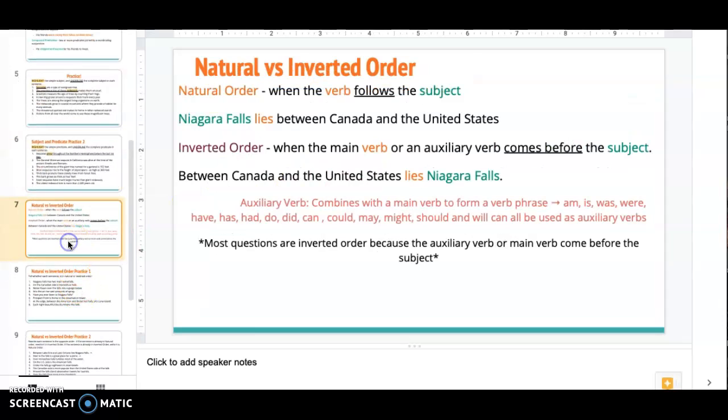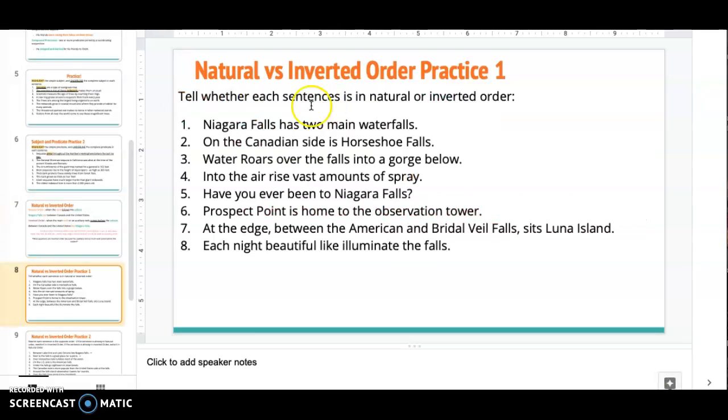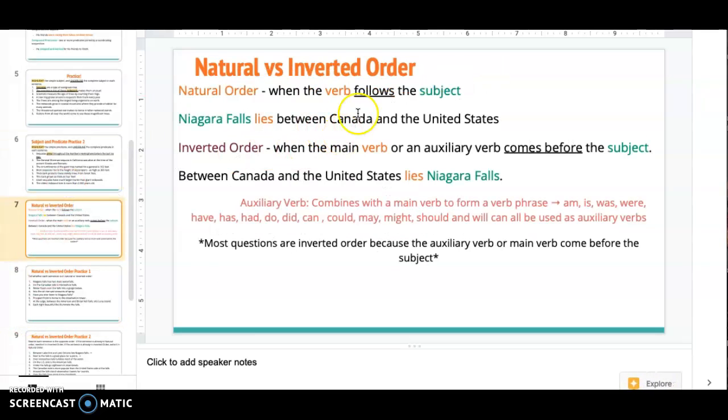Okay. The next thing that we have is natural versus inverted order. Natural is when the verb comes after the subject. It's pretty much how we speak normally, right? We think person, action, done. However, right, so we see Niagara Falls, that's our subject, lies between Canada and the United States.